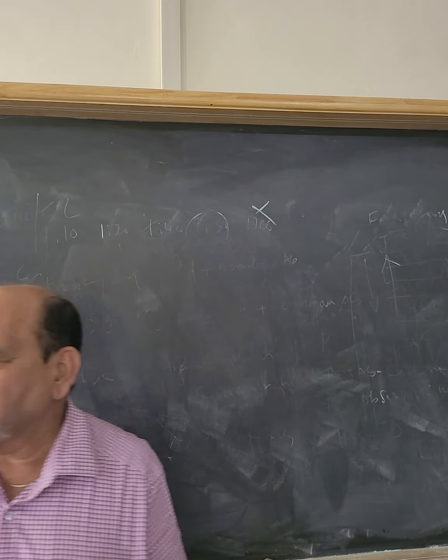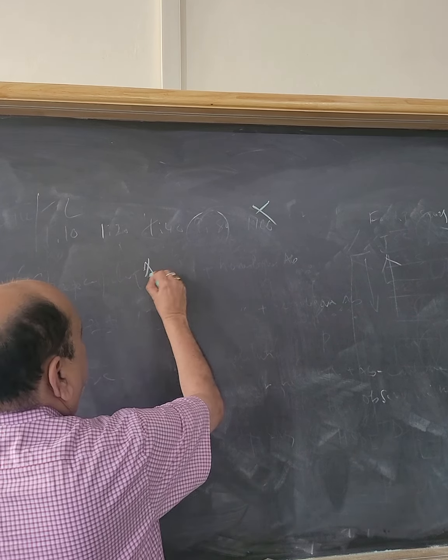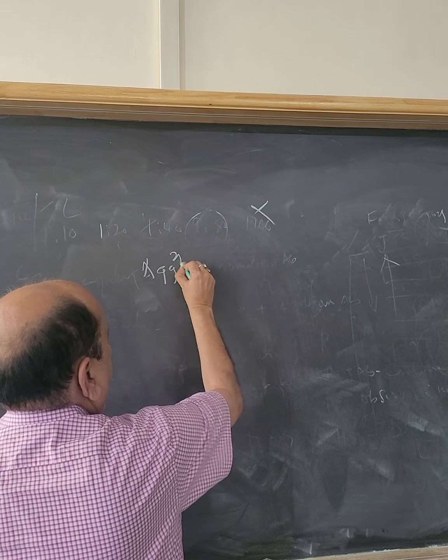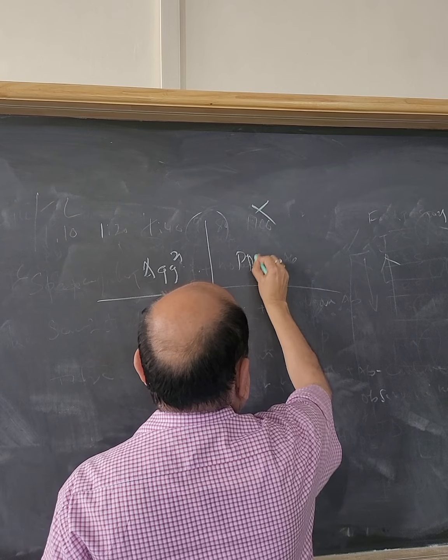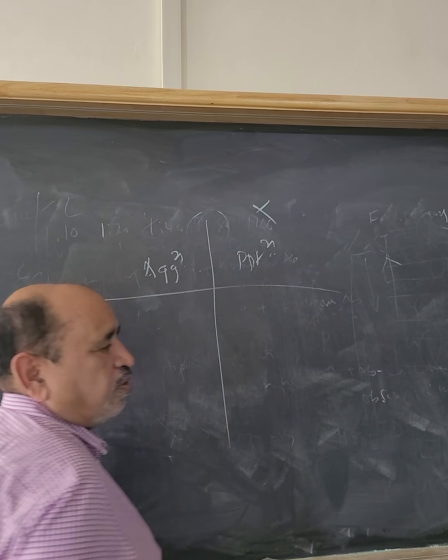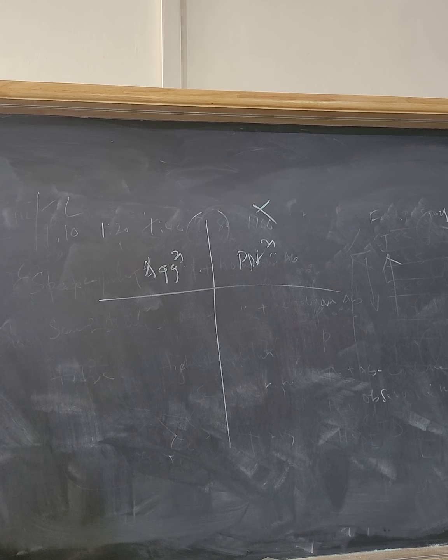There are various antigen antibody reactions: agglutination, precipitation, complement fixation, neutralization, radioimmunoassay, and enzyme linked immunosorbent assay, that is ELISA. First we'll go for agglutination and precipitation tests.